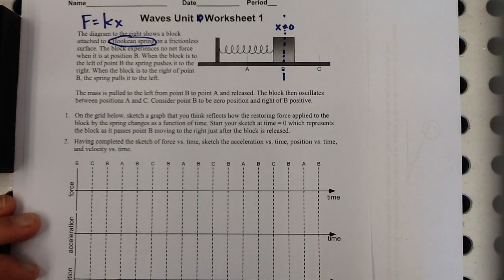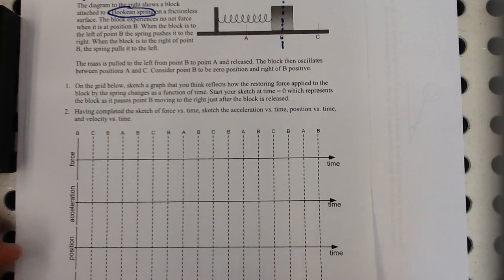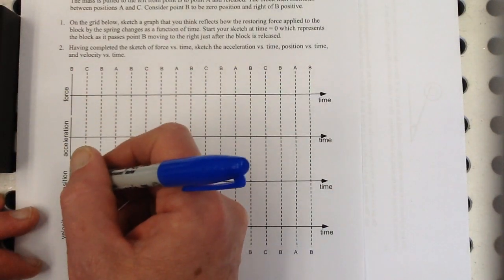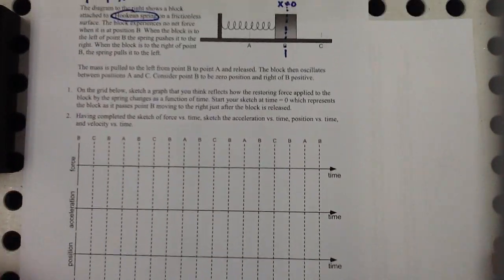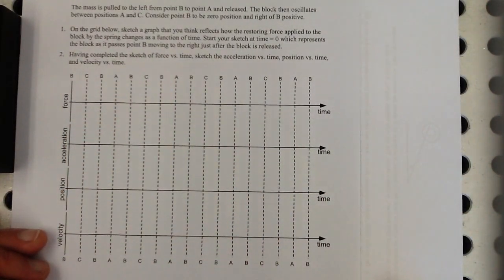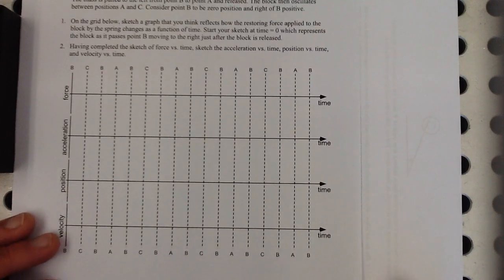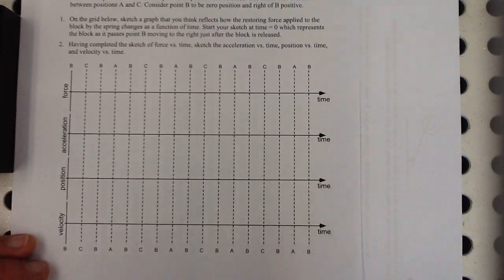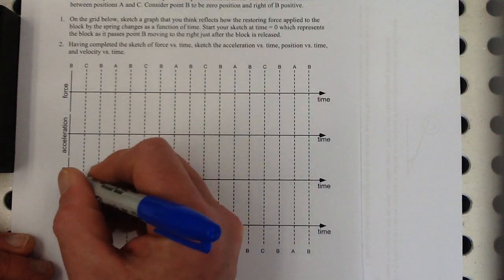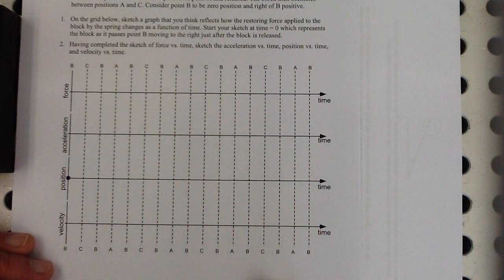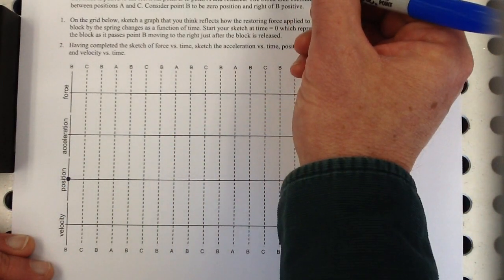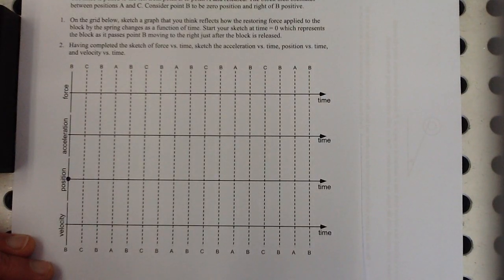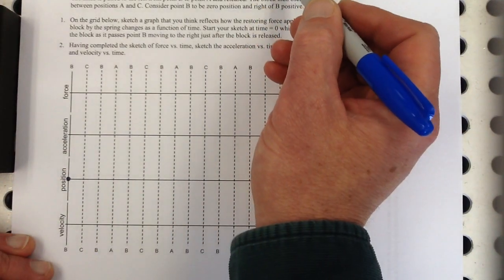All right. So we're going to make all these graphs, force, acceleration, position, and velocity. I don't know that I would necessarily make them in this order. I think that it probably makes sense to me anyway to start with the position time graph. So it's starting at position B, right? And then we're going to go, wait, hold on a second. Yes, it's starting at position B.